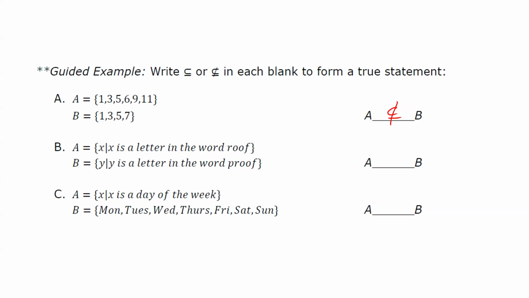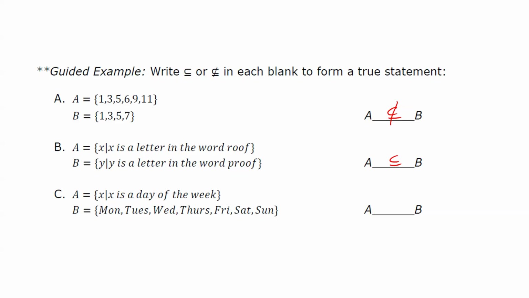Okay, B. Set A is all x values such that x is a letter in the word roof, and set B is all y values such that y is a letter in the word proof. So this is asking us, are all the letters in the word roof included in the word proof? If it's a yes, then it's a subset. If it's a no, then it's not a subset. And it is.